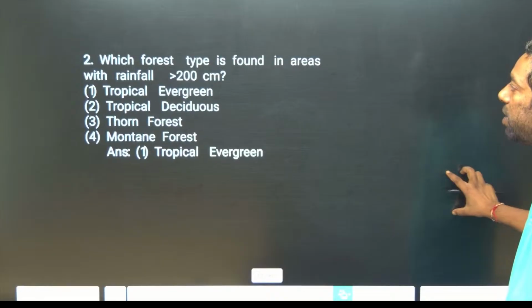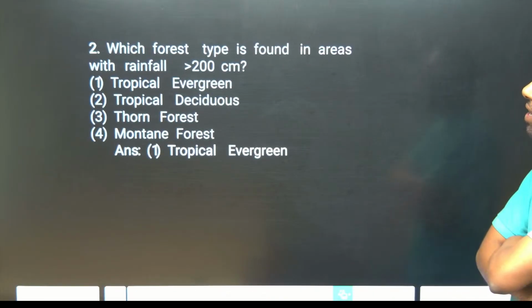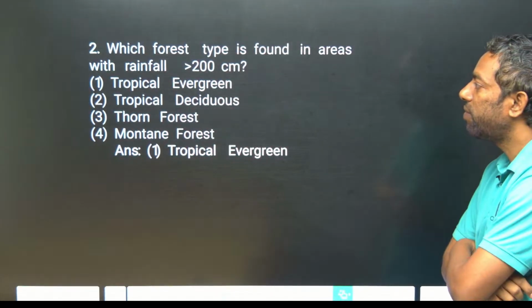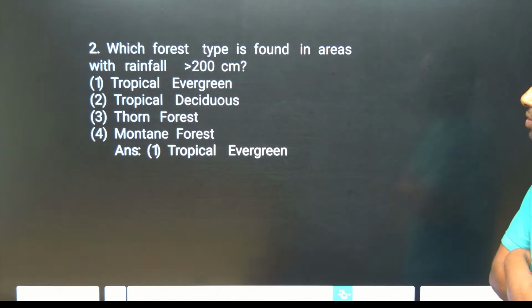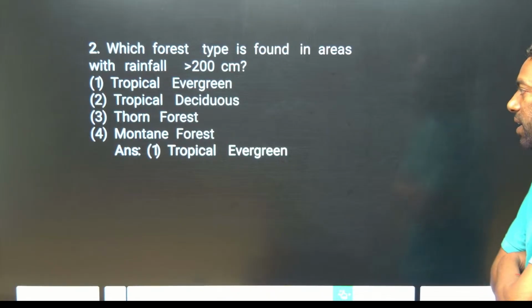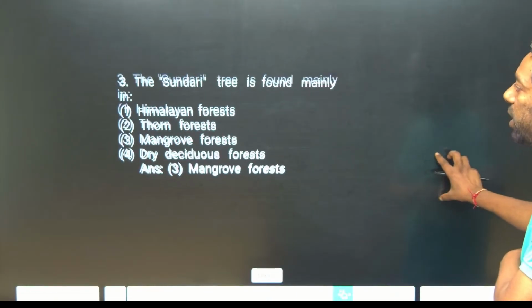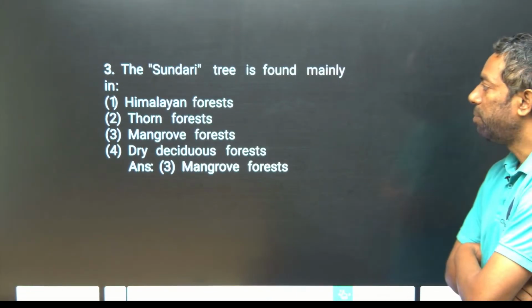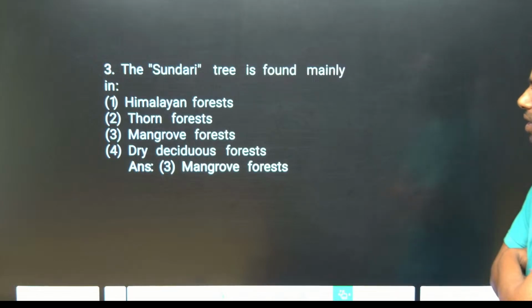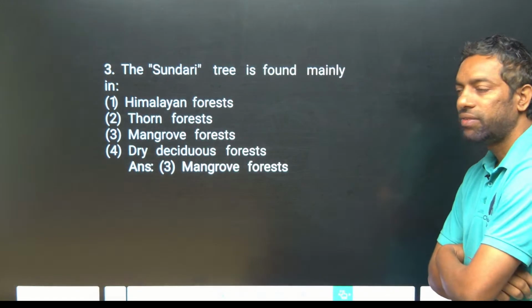Which forest type is found in areas with rainfall more than 200 centimeters? Tropical evergreen, tropical deciduous, thorn forest or mountain forest? Tropical evergreen. Sundari trees are found mainly in the mangrove forest, West Bengal.